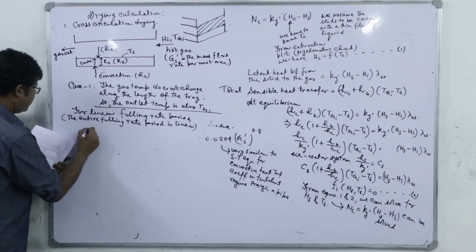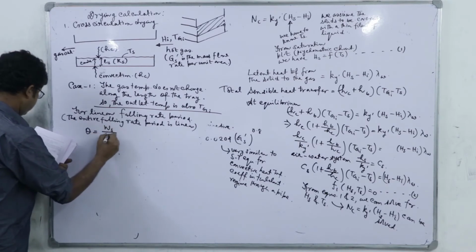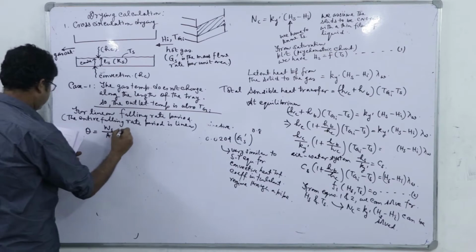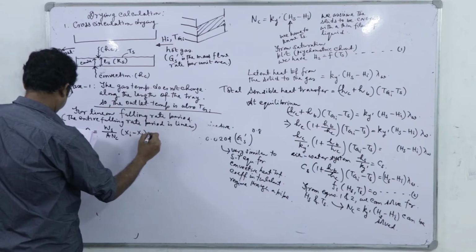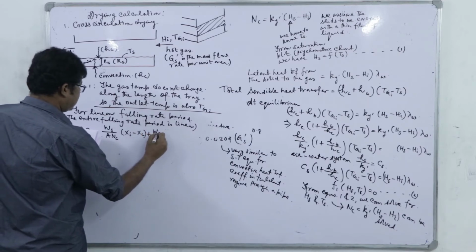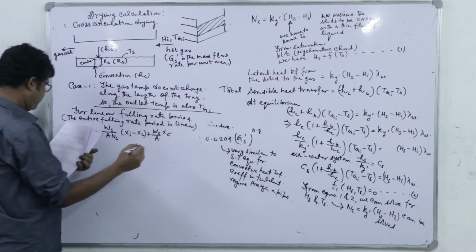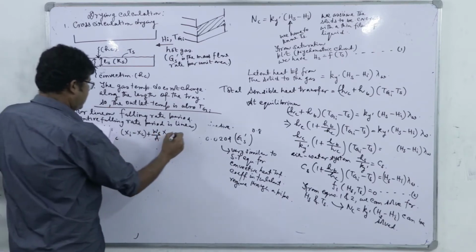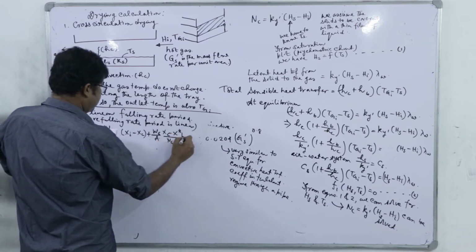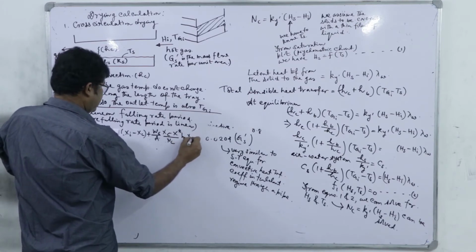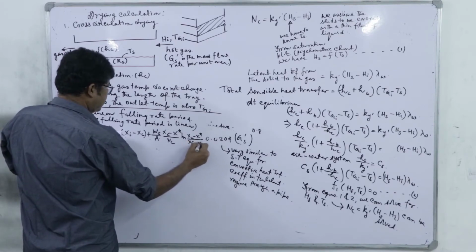For the batch time we have solved, and that was equal to theta equal to Ws by A Nc, Xi minus Xc plus Ws by A, Xc minus X star divided by Nc into ln of Xc minus X star by Xf minus X star.